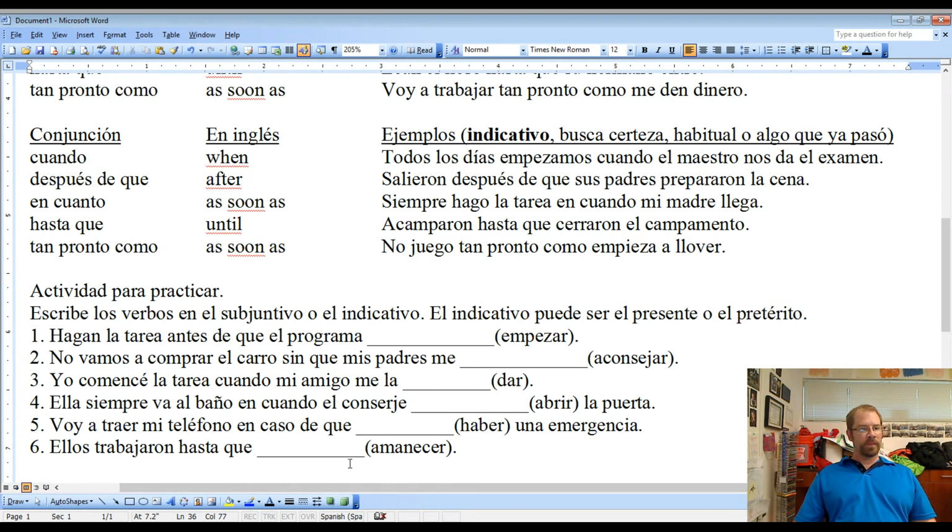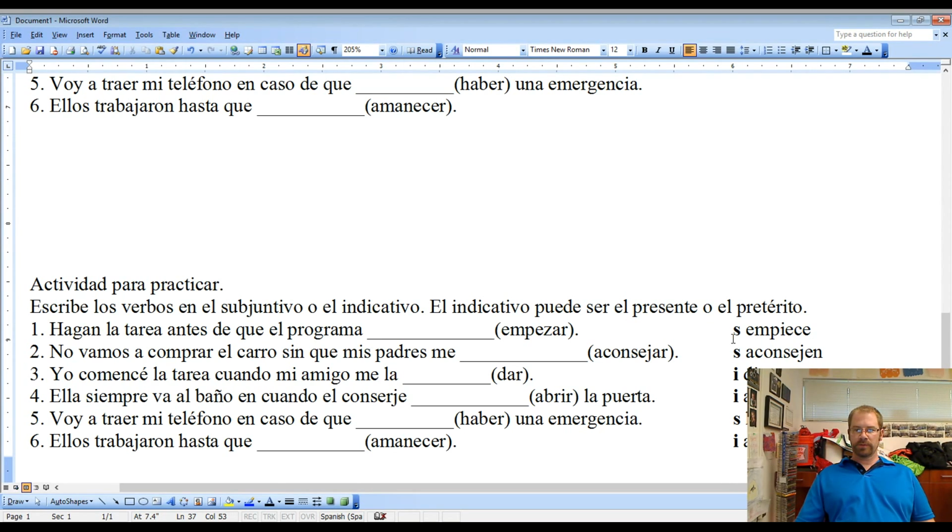And then number six, ellos trabajaron hasta que, and then amanecer. So they worked until, and this verb amanecer means like dawn, like it dawned, or the sun came up in the morning, basically. So anyway, pause the video, make a decision, and then in about 3 seconds, I'm going to scroll down and show you the answers and explain each one to you. All right, here come the answers.